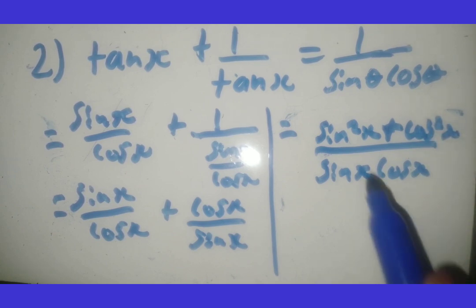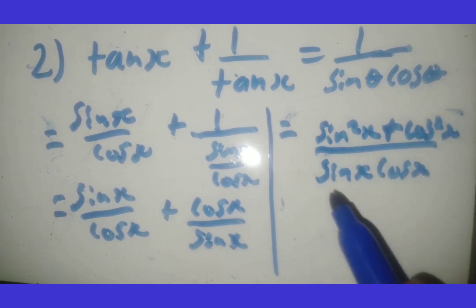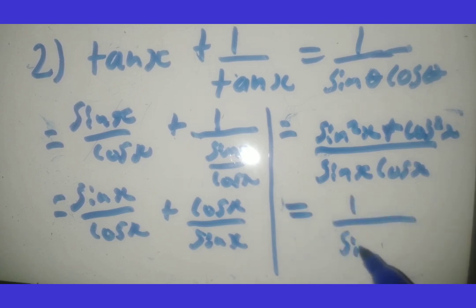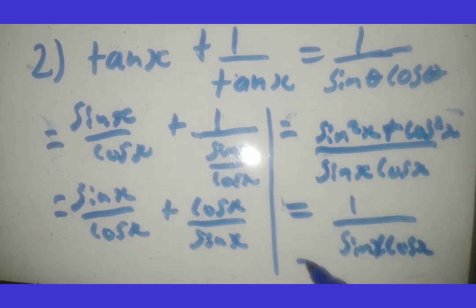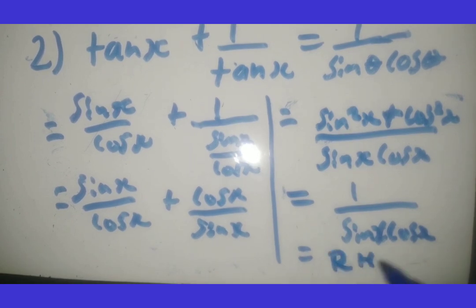And then do we notice something here? Sine squared x plus cos squared x is 1. That's why I gave you those things to memorize. So that's what it becomes. So then this will be exactly the same as the right hand side. So we're done. We say equals to right hand side.